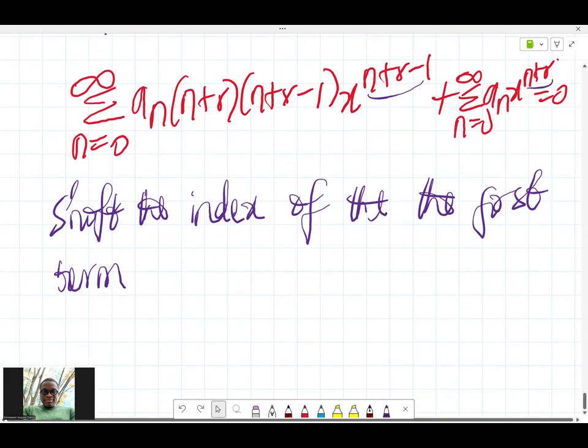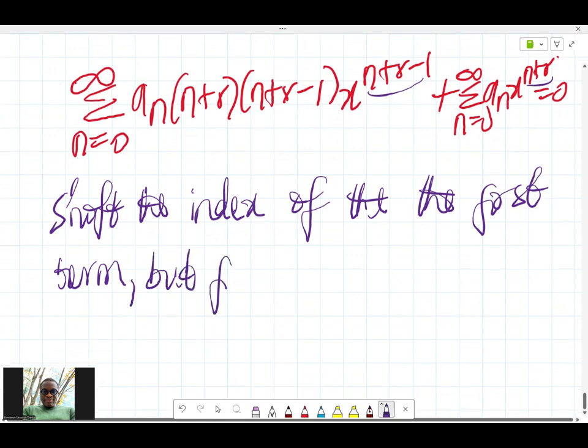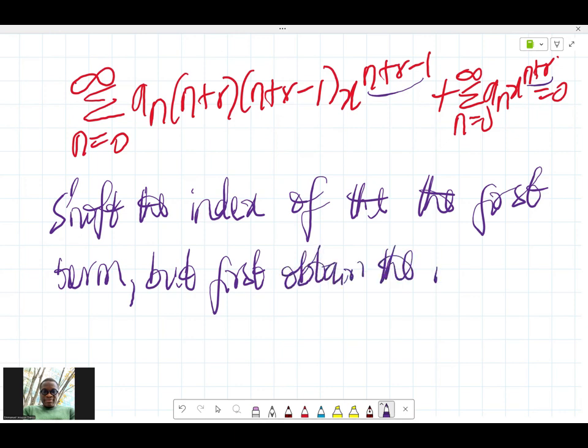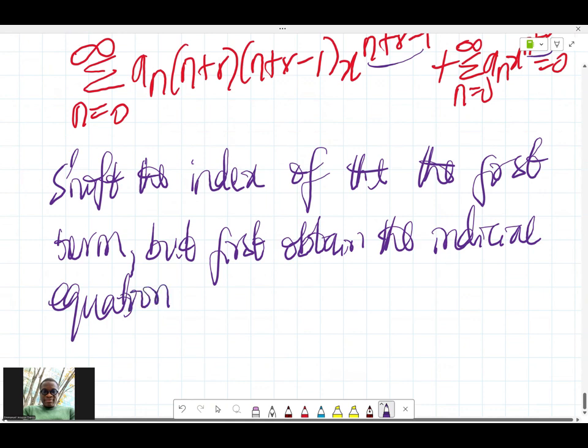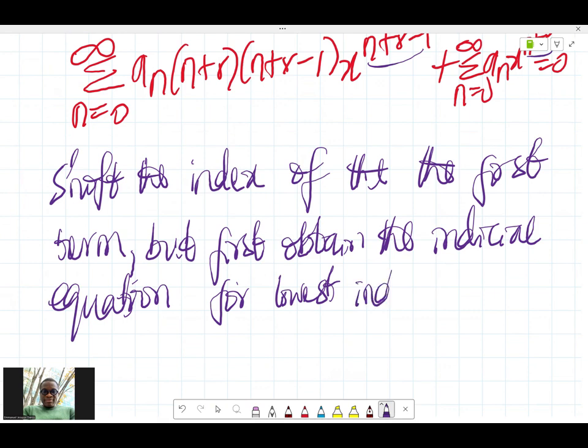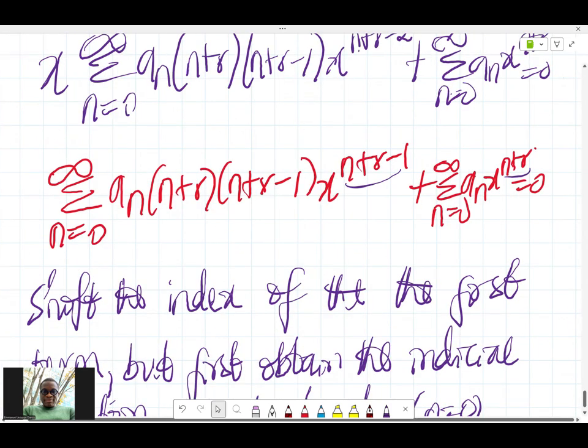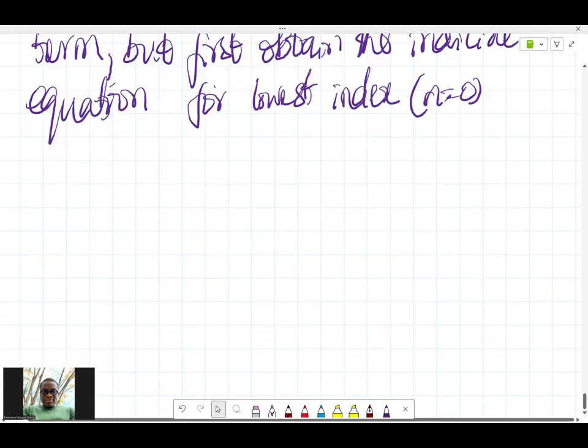But first, for this initial equation, obtain the initial equation for the lowest index, and that is where n is equal to 0 on the left hand side. Now you can see n plus r minus 1 is lower than n plus r, so the lowest index is going to come from the first term. Maybe I have to rewrite that.